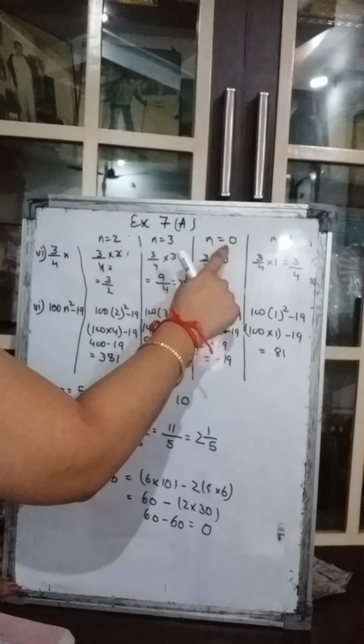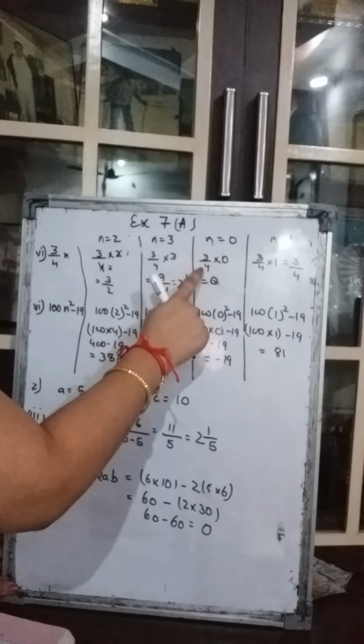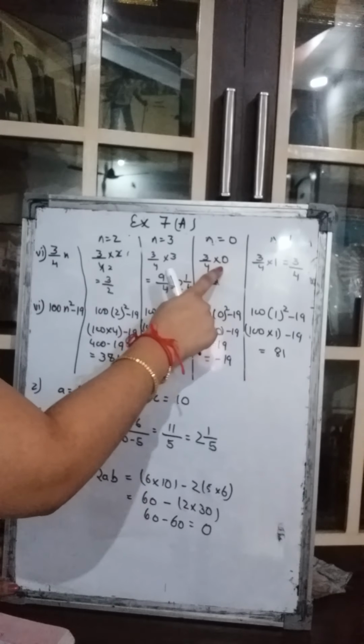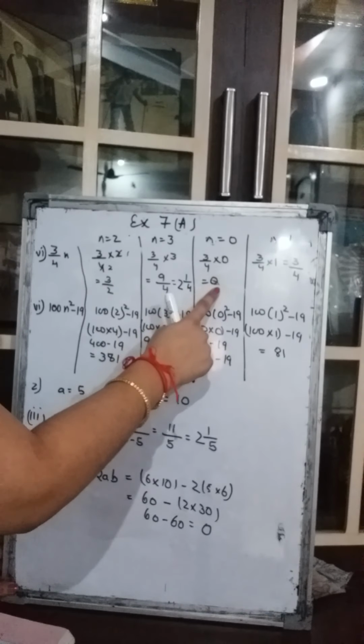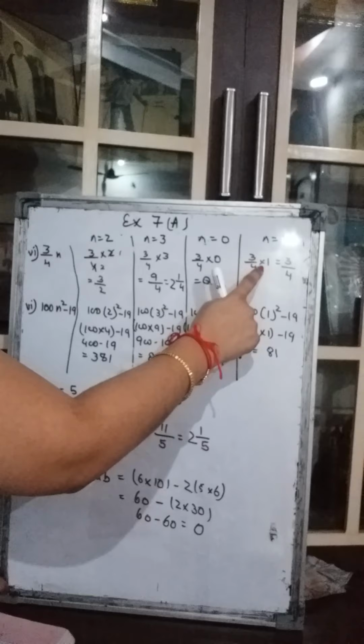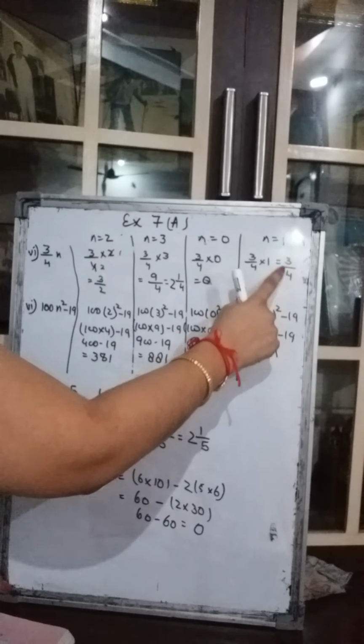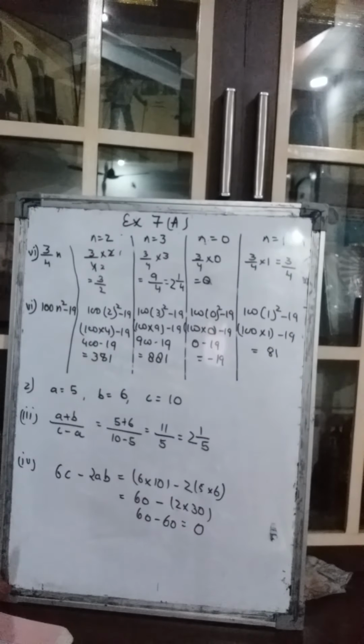Then third, n is equal to 0. So what will you do? 3 upon 4 into 0. Anything multiplied by 0 is equal to 0 only. Then fourth is 3 upon 4 into 1. So it is equal to 3 upon 4. Let's come to the sixth part.